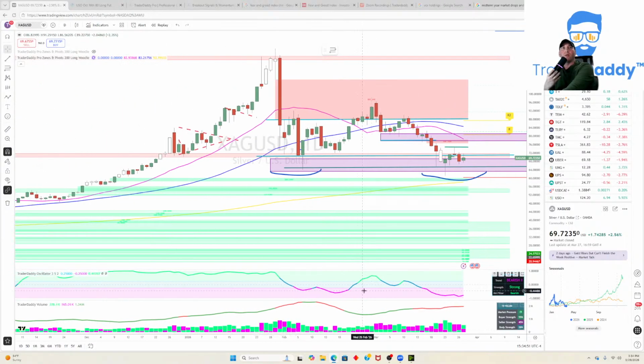The last time we saw that much buying was actually over here right after the big dip that it had. So I'm pretty certain that we're not going to go beneath this area for silver. I'm pretty certain that we're going to get out of this high 60s area and go back up into the 80s pretty easily.